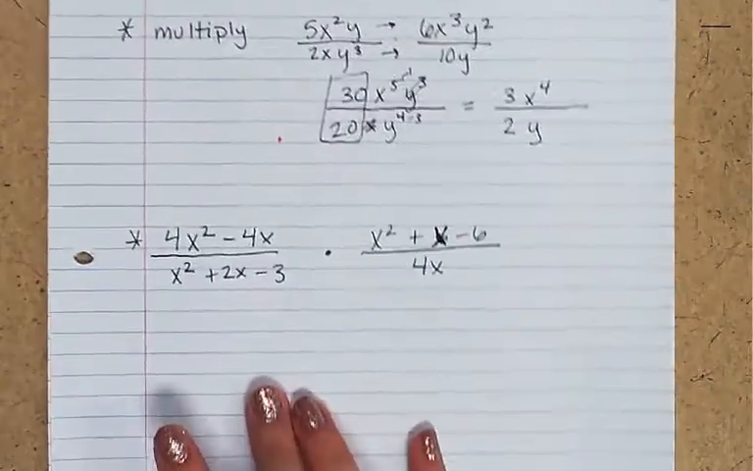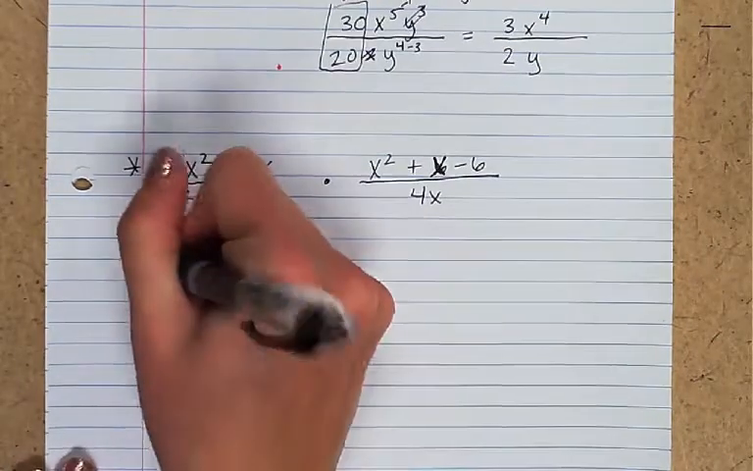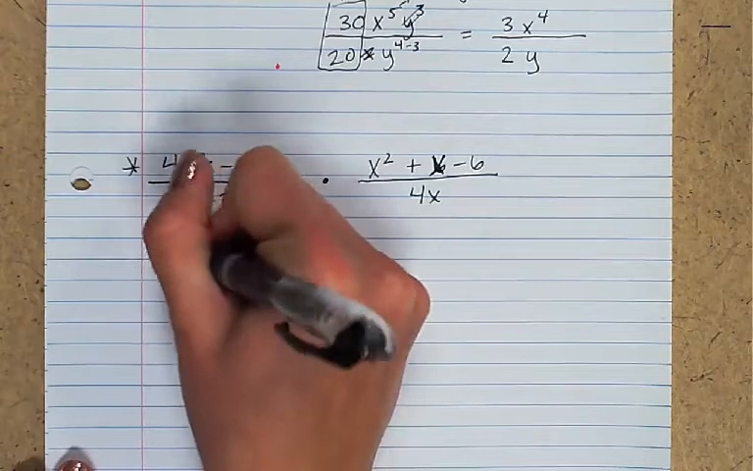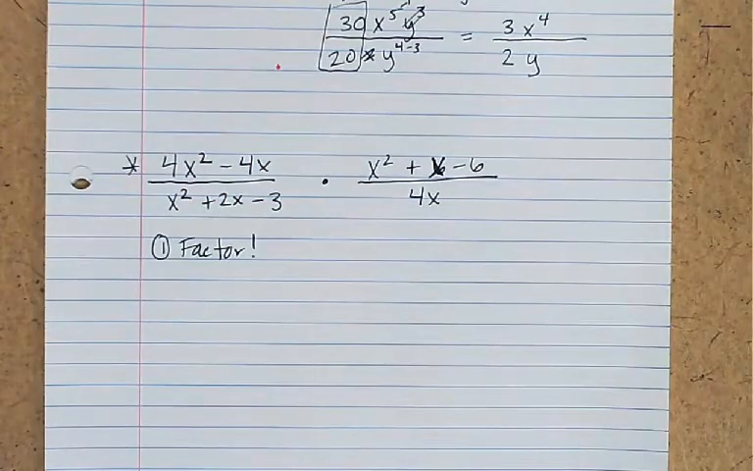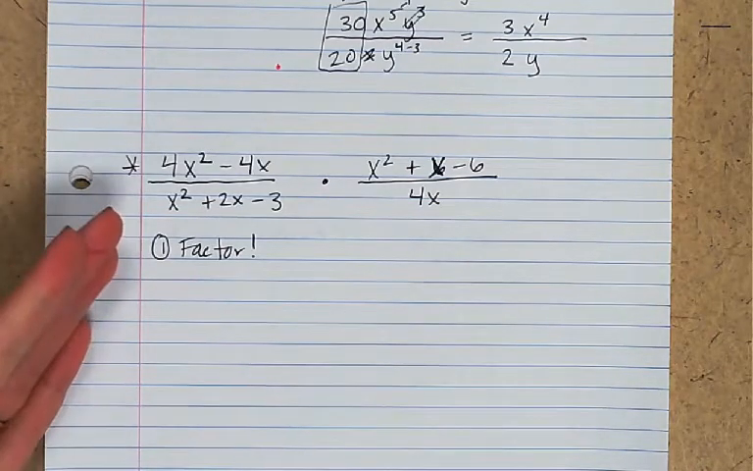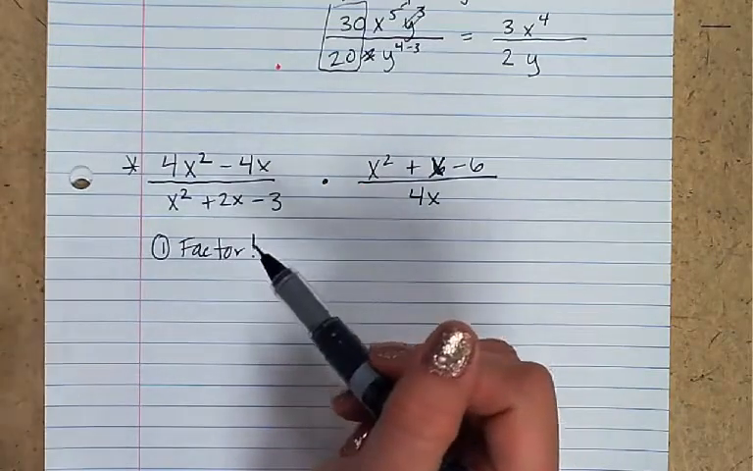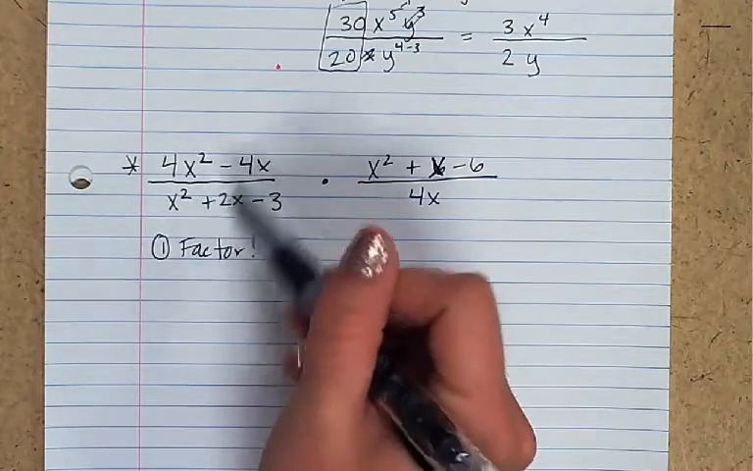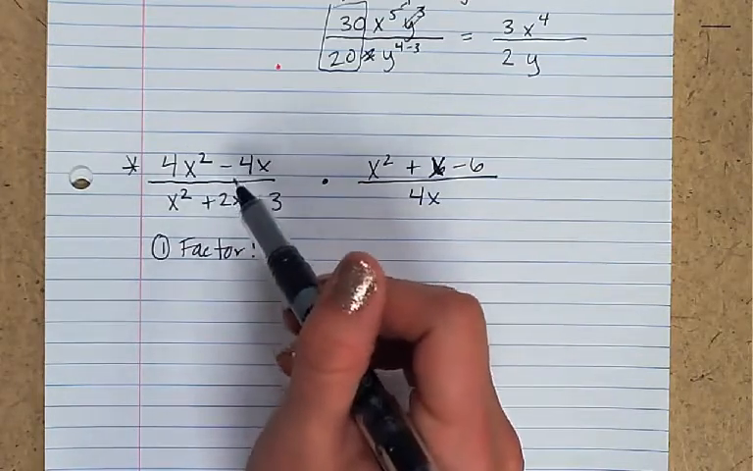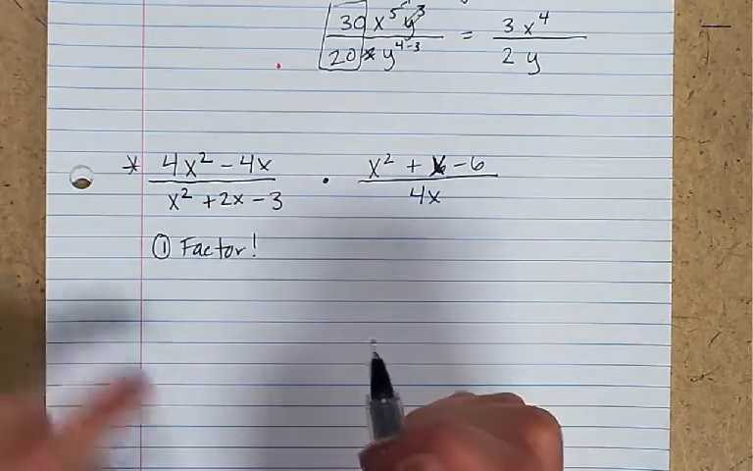Now, if you're multiplying and you have things that are being added or subtracted, the first thing you have to do is factor. Factor everything that you can, and then simplify from there. The way this looks right now, a lot of people are like, oh, I'll just cancel out those x squareds. You can't do that. You can't cancel out things that have other things being added or subtracted onto them. Only when things are multiplied can you cancel.